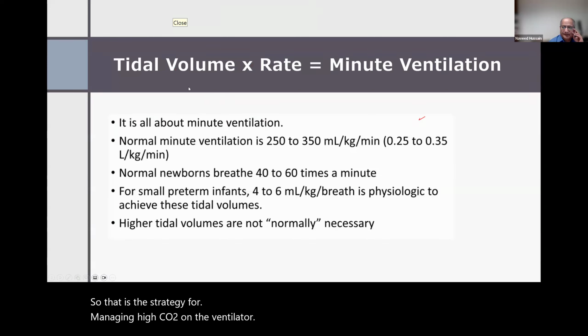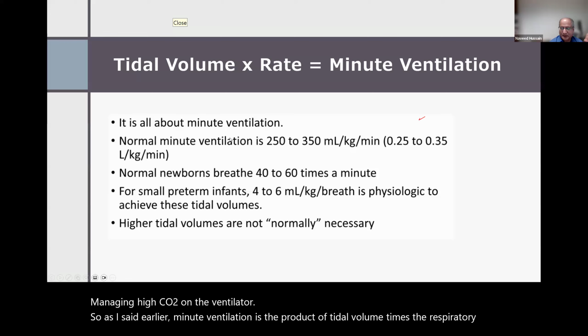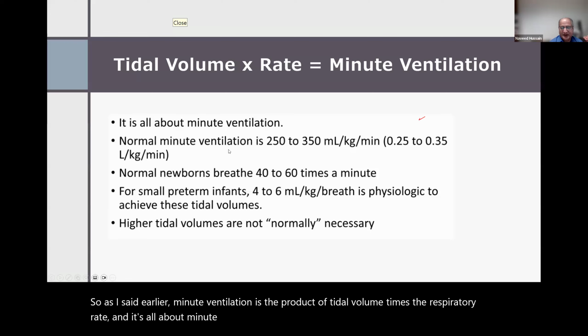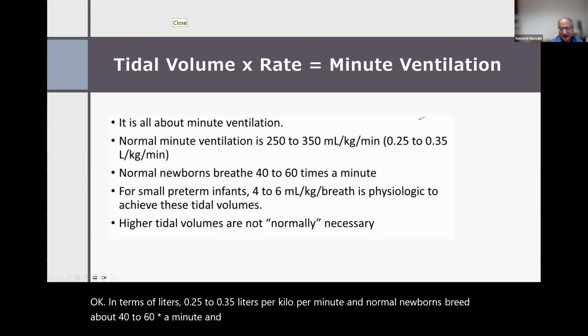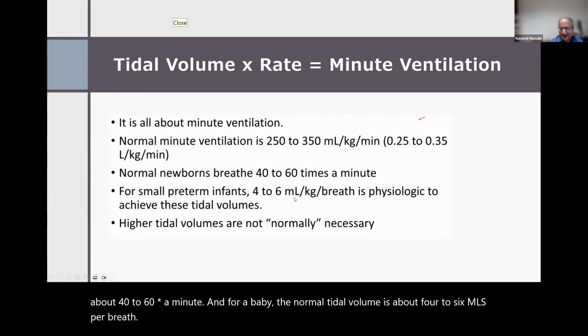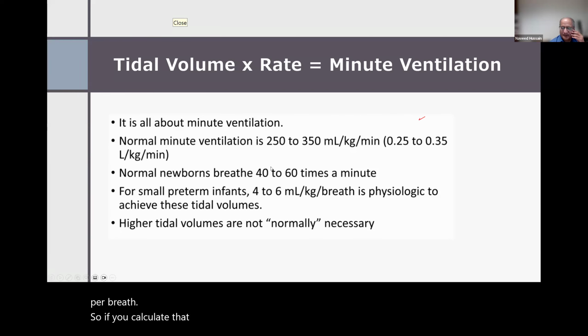So as I said earlier, minute ventilation is the product of tidal volume times the respiratory rate. And it's all about minute ventilation. Normal minute ventilation in a baby is 250 to 350 mLs per kilogram per minute. In terms of liters, 0.25 to 0.35 liters per kilo per minute. Normal newborns breathe about 40 to 60 times a minute, and for a baby, the normal tidal volume is about 4 to 6 mLs per breath. So if you calculate, that gives you that amount of minute ventilation.